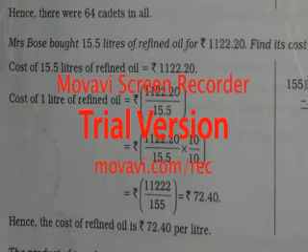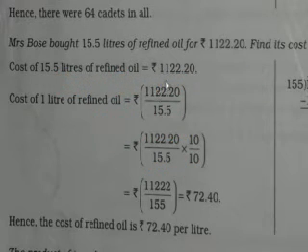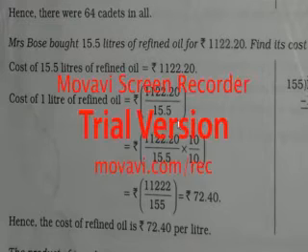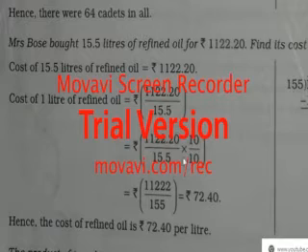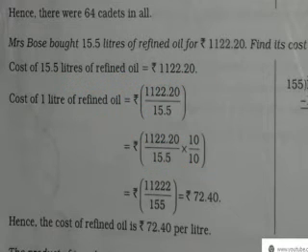Okay. So here it has been written at first, cost of 15.5 liter of refined oil is equal to rupees 1122.20. Then after, cost of 1 liter of refined oil is equal to rupees 1122.20 divided by 15.5. Okay. So if you will see, at first up and down it has been multiplied by 10. Why? To remove this decimal number from division. You have to keep always in mind that if it comes division in point, then you have to change it in whole number at first.